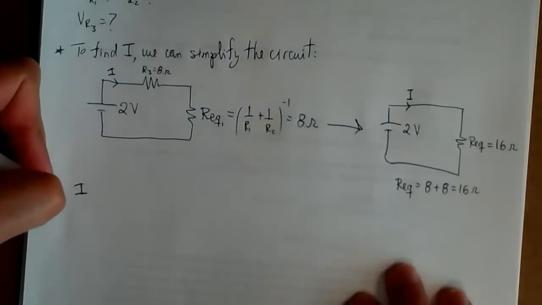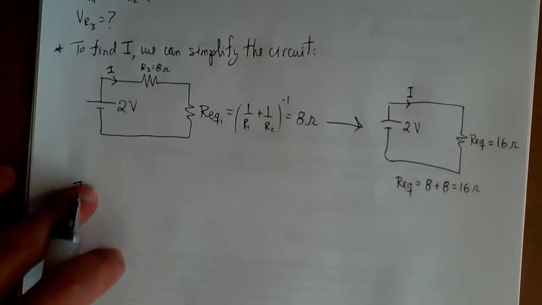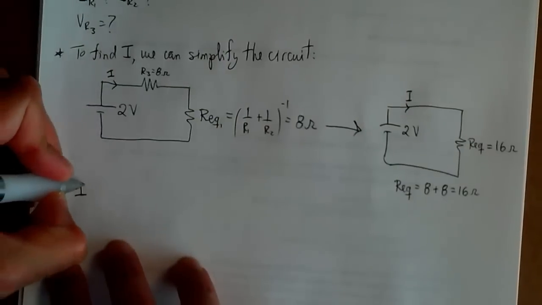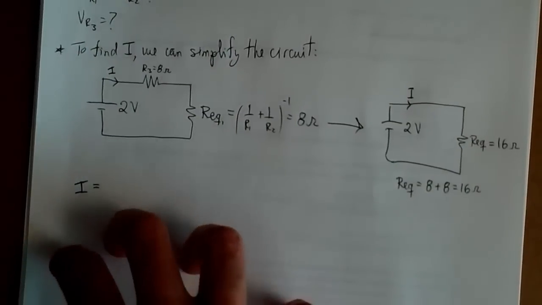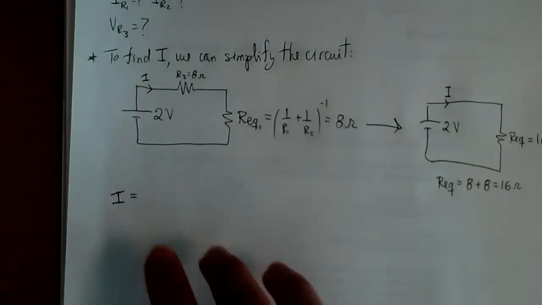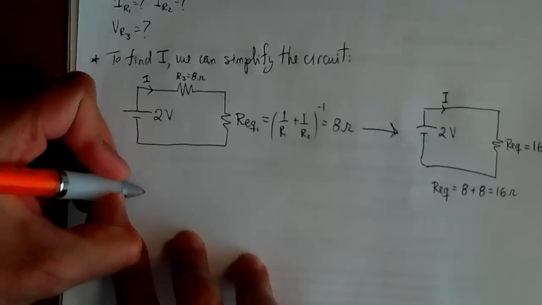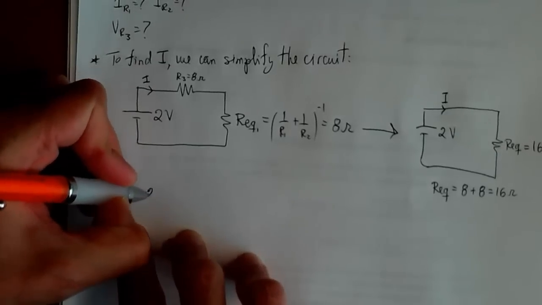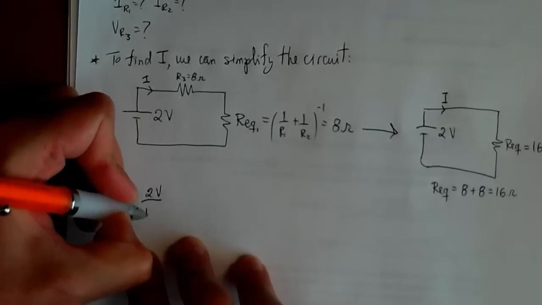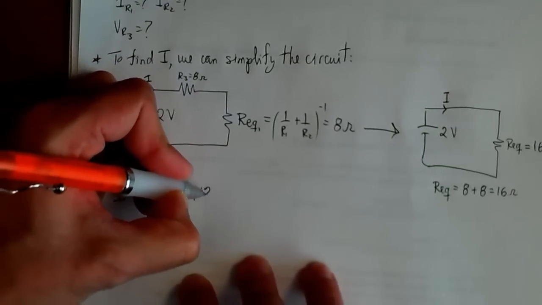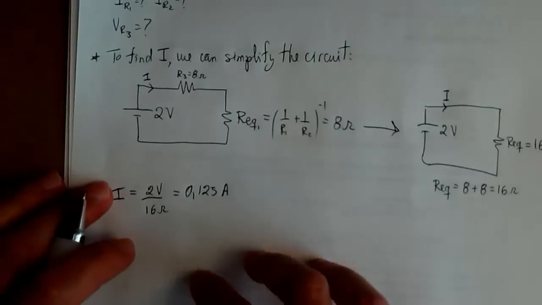We have just one source and one resistor, and we can easily find the current. So I has to be equal to 2 volts divided by 16 ohms, and we get 0.125 amps.